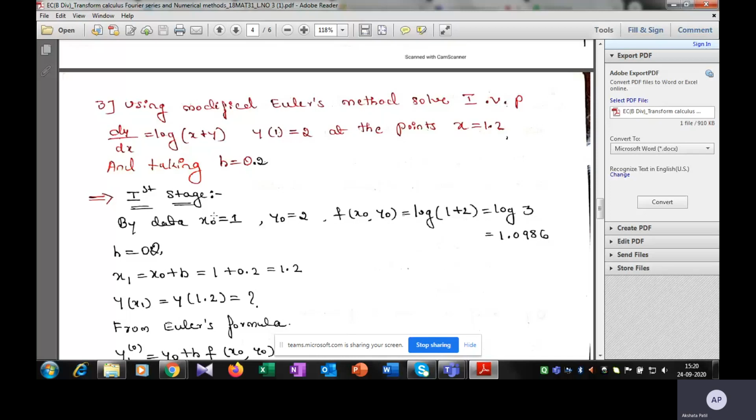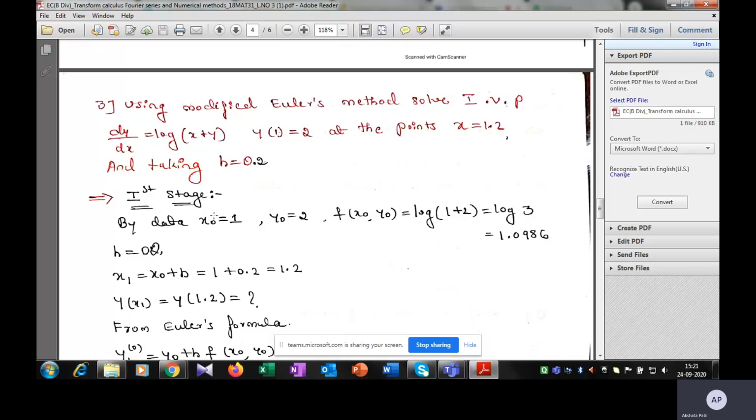Log to the base e means you should press ln on the calculator. Suppose they have given the base 10, then you should press simple log on the calculator. Okay, so I hope you understand. I will get the log 3 value. Log 3 means press ln of 3, and you will get 1.0986. Okay, now the function of x naught comma y naught value is 1.0986.